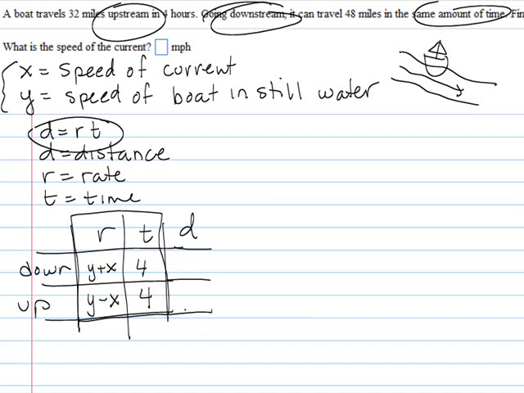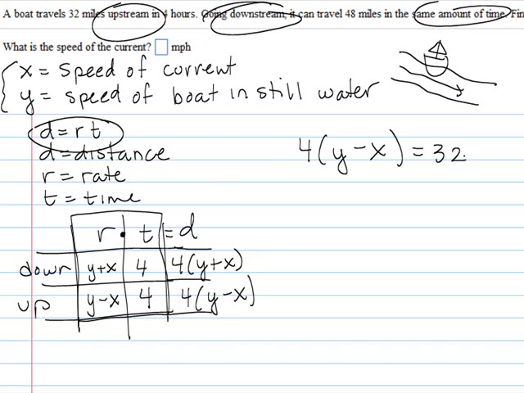Okay, so then to fill out this chart, I'm going to use my formula and multiply these together to equal this. So this would be 4 times (y plus x), and this would be 4 times (y minus x). Now which one's upstream? This one. It tells me that my upstream distance right here equals 32, and my downstream distance is this, and it's also 48.